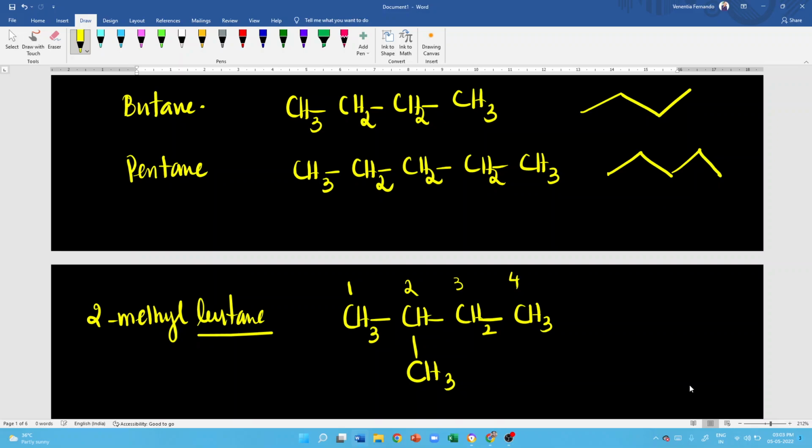So how to draw a bond line structure? First, let's draw it only for the parent. 1, 2, 3, 4. Number it. 1, 2, 3, 4. Second, a methyl group. So you have to draw one bond. You understood? This line indicates it's a carbon at the top. So this is the structure for 2-methyl butane.